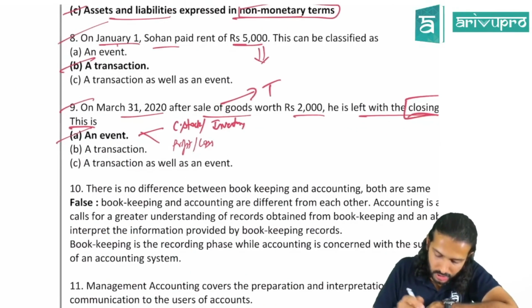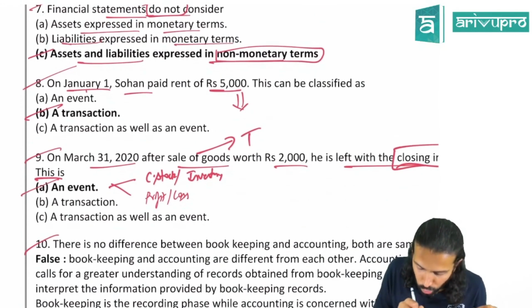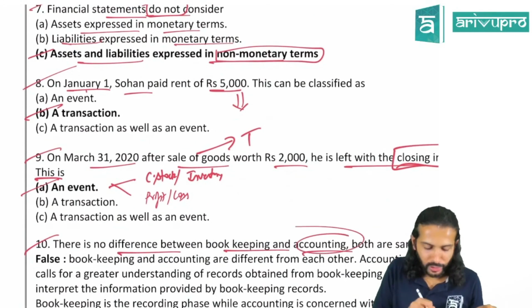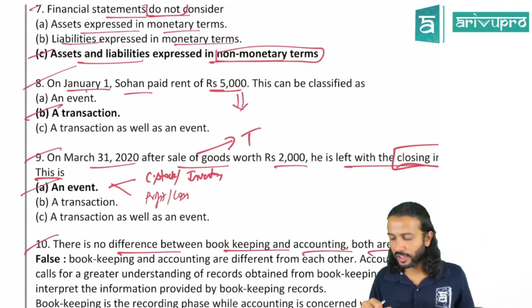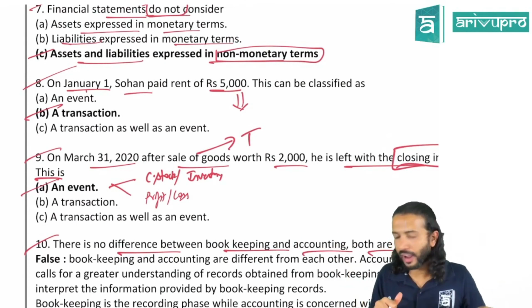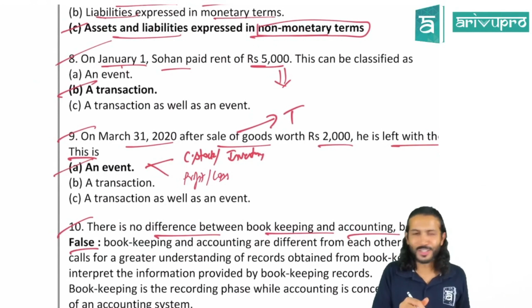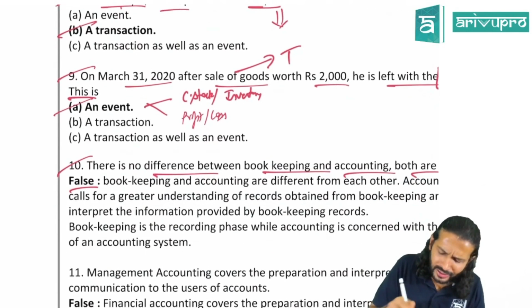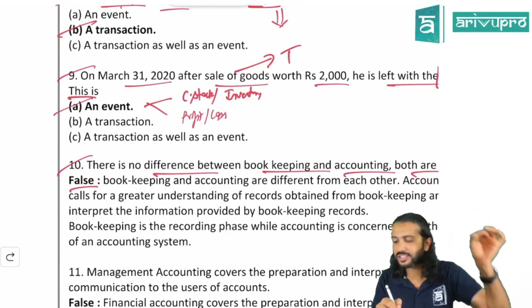Yes, understood. Awesome. So, next, some true or false questions. There is no difference between bookkeeping and accounting. Are both the same? They are saying there is absolutely no difference between bookkeeping and accounting. Absolute nonsense. It is false. Just now we looked at 5 or 6 differences. However many you can remember, write that difference. One or two differences as a justification is sufficient.